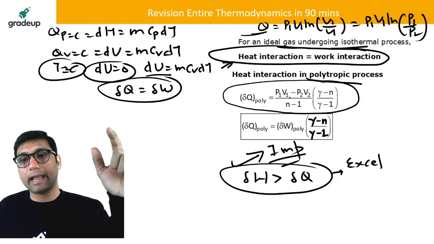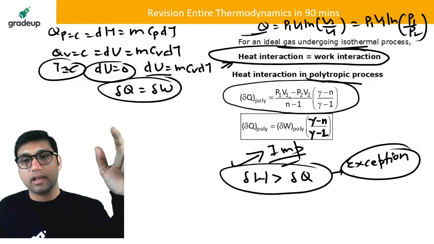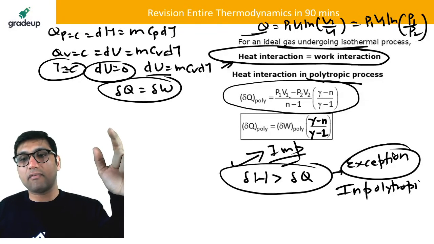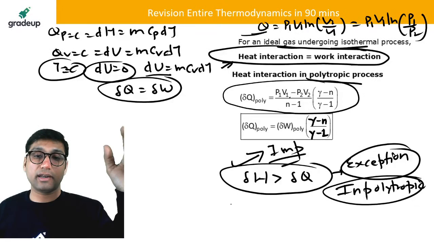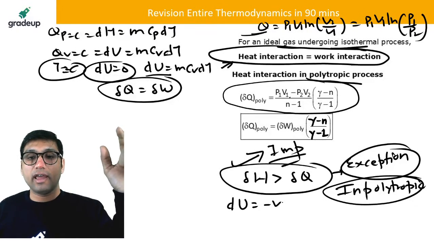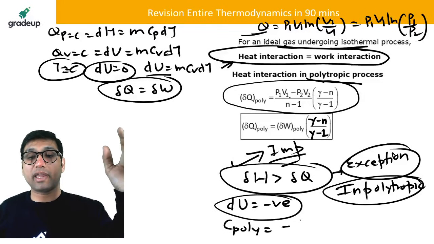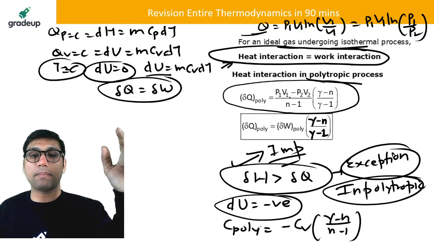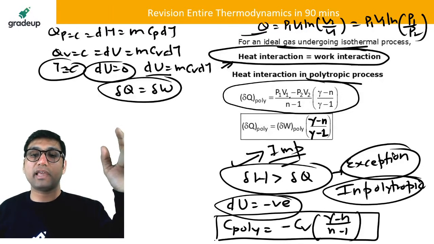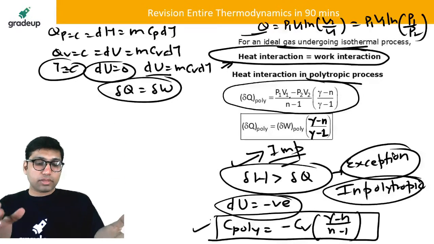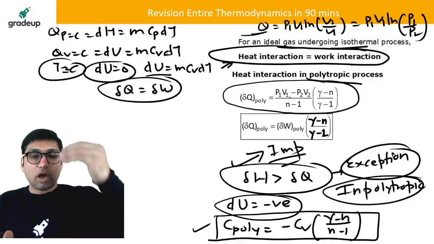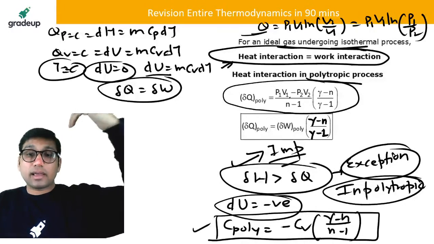There is an exception that in polytropic process, work becomes greater than heat, and du will become negative. And because the internal energy change becomes negative, the polytropic specific heat becomes negative, which is (gamma minus n) over (n minus 1). This is the polytropic specific heat. Why is it negative? Because in polytropic process, the work will be more as compared to heat.